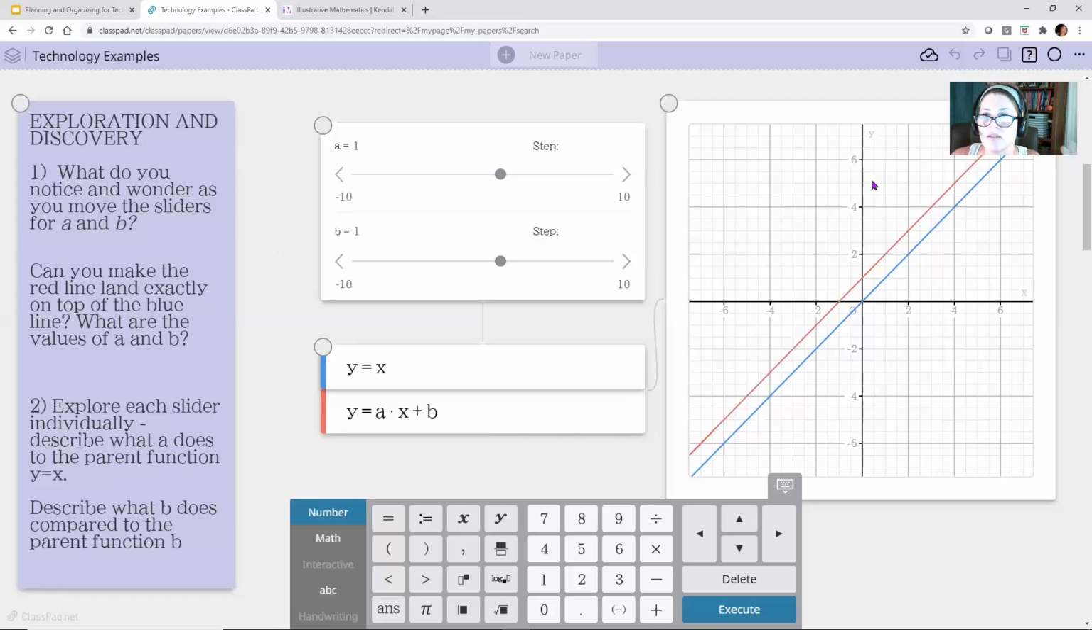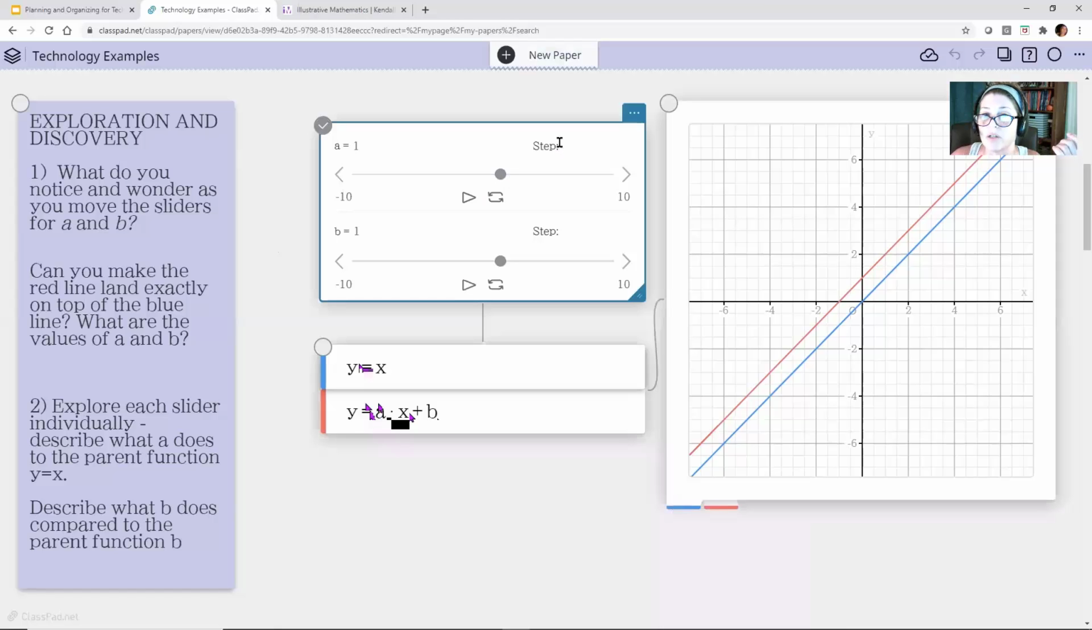So notice that this is a graph. I've got the parent function in blue, and I've got the linear function here, but using a variable for the coefficient instead of a number. And these sliders up here, which I'm going to change the steps. So this is a dynamic software, Classpad.net. You can make sliders. And so now it says right here, move A and B, and what do you notice?